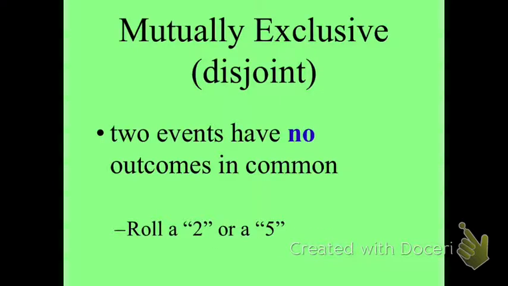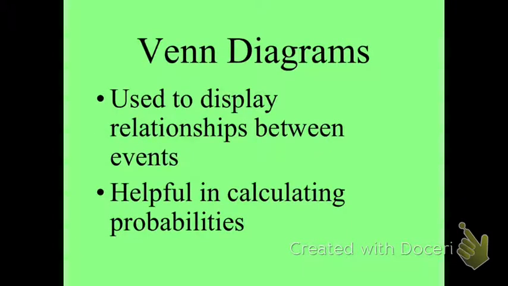So you roll a 2 or you roll a 5. On a Venn diagram, that would mean that they never ever intersect. There is a 0% chance of them happening at the same time. So you cannot roll a 2 and a 5 at the same time if you're rolling one die. And we'll talk more about mutually exclusive in the next class, but just a little bit now.